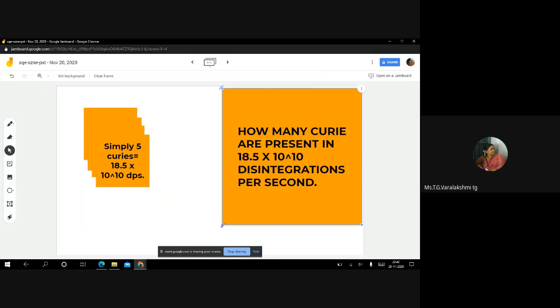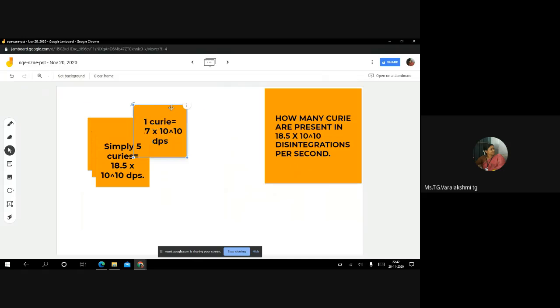So for this, you must know one formula, right? We all know 1 curie is 3.7 into 10 to the power 10 dps. dps is nothing but disintegration per second. From this formula, I can write two varieties of ratios. 1 curie divided by 3.7 into 10 to the power 10 dps. Another kind I can write as 3.7 into 10 to the power 10 dps divided by 1 curie.